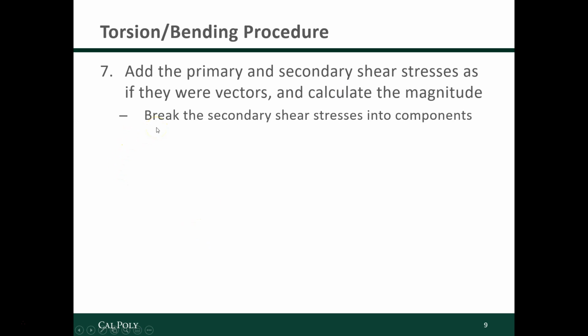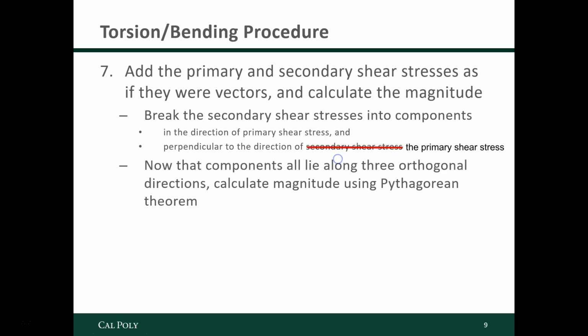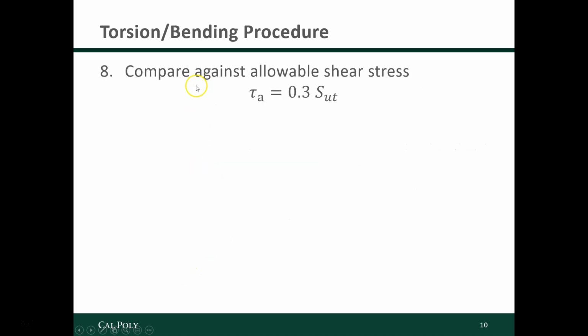So that's what we did. We broke the secondary shear stresses into components, and we added those two things. So now that all the components lie on the three orthogonal directions, it's possible we could have some that are out of plane, but we don't in this case. We can calculate the magnitude just using Pythagorean theorem. Point being, break them into components and then use Pythagorean theorem. Then we compare against the allowable shear stress, and for fillet welds, it's 0.3 times the ultimate tensile strength.